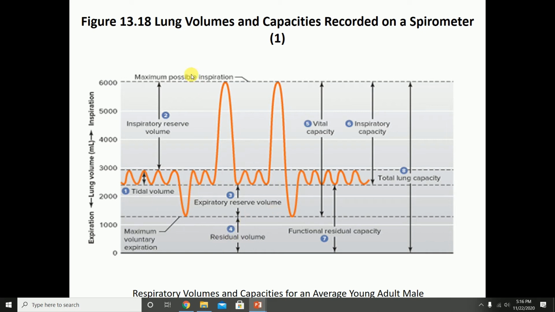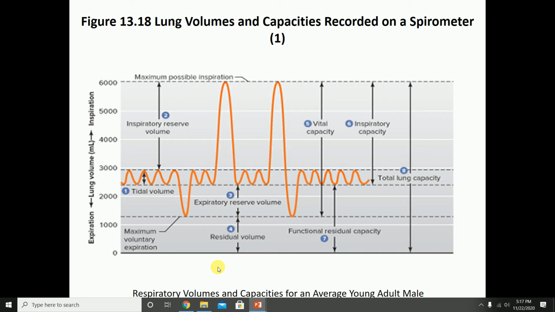Now know that of all of these volumes, the spirometer can measure the tidal volume, inspiratory reserve volume, and expiratory reserve volume, but it cannot measure the residual volume. In order to measure the air, the air has to flow through the spirometer. And since the residual volume always remains inside of the lungs, it's not passing through the machine. That's why the machine cannot pick it up.